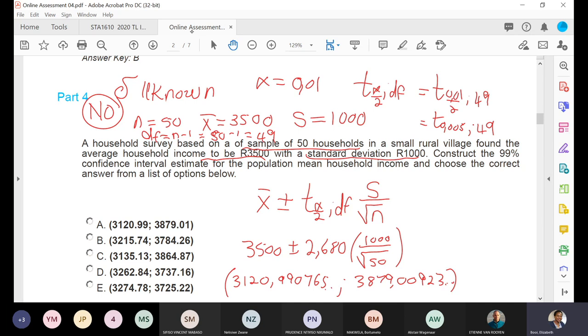Let's see. 3120.99. And if we round it off, 3879 we rounded off will be 3879.01, which is option number 1.